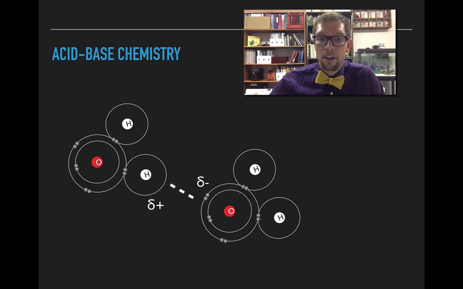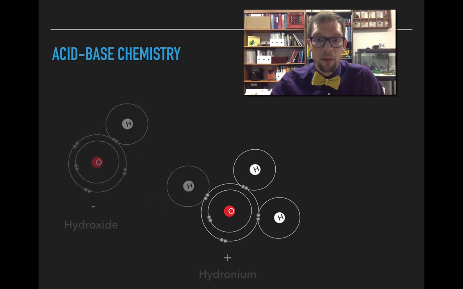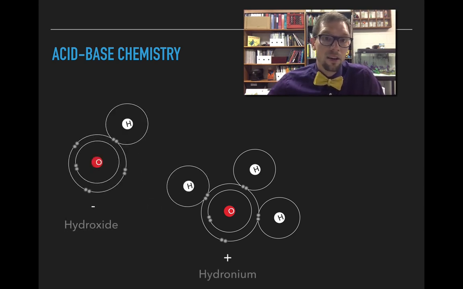So let's return now to acid-base chemistry. Recall that hydrogen bonds can form between water. In fact, one thing that can happen is that the water molecule can actually lose a hydrogen, and another water molecule can gain it. So when this happens, you have a hydroxide ion and a hydronium ion in solution. And this is occurring all the time in water. And the concentration of this is going to affect whether the solution is acidic or basic.